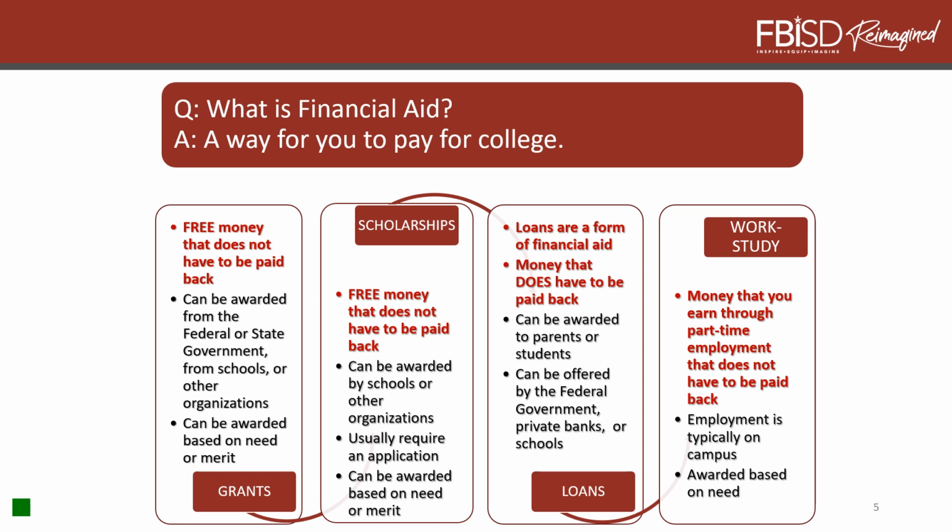Then you have loans. Loans are a form of financial aid. The money does have to be paid back. The loan can be awarded to the parent or the student. The loan can be offered by the federal government, private banks, or the university itself.